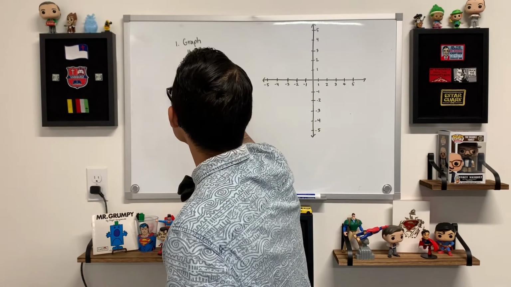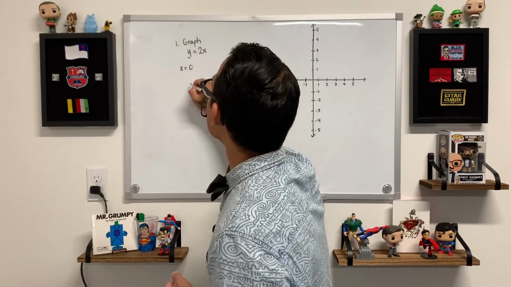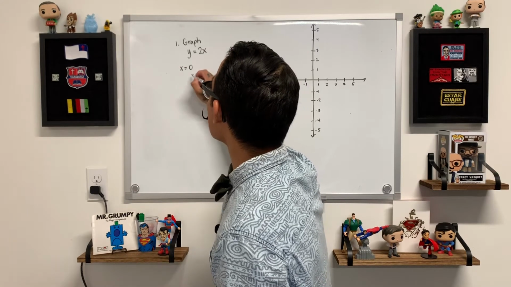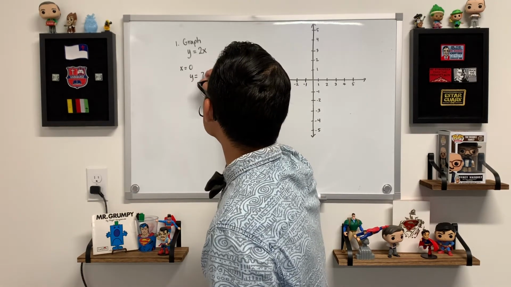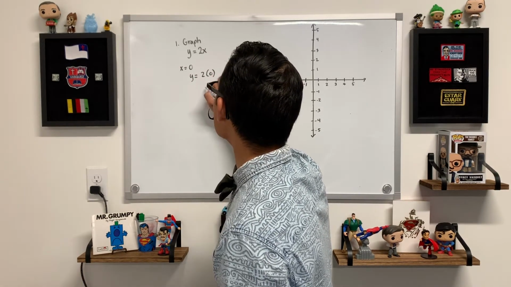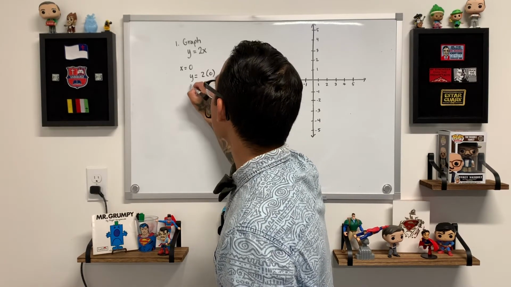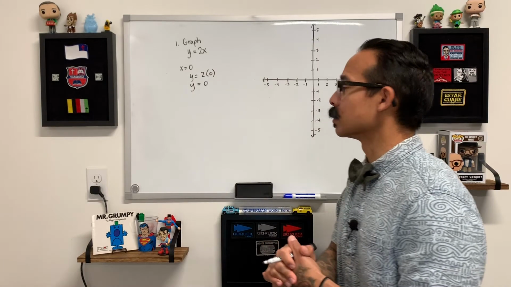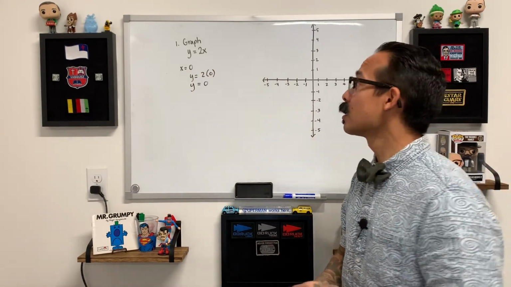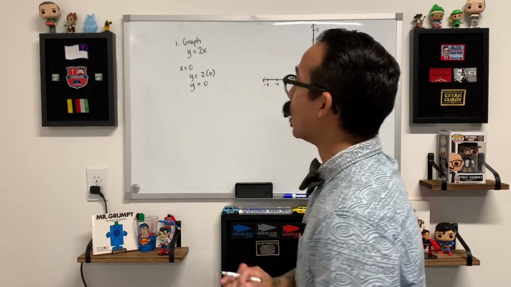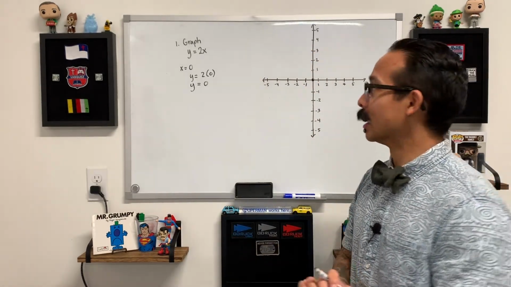If x is equal to 0, we'll substitute 0 when we see that x. y is equal to 2 times 0. Well, what's 2 times 0? That's 0. So y would be equal to 0 as well. Our first ordered pair then, we could write down, is 0, 0. We've got one dot that we can add on our line.